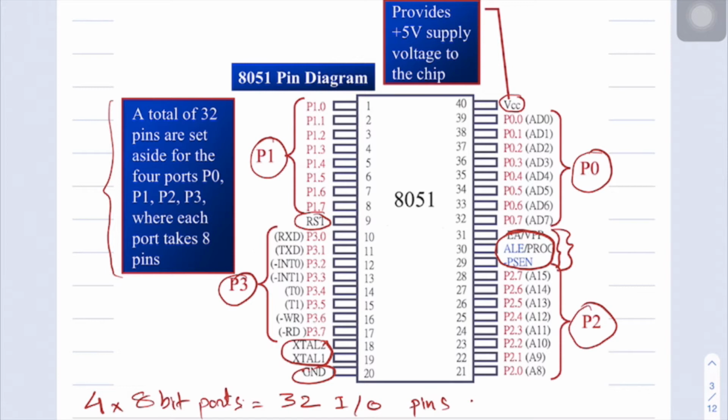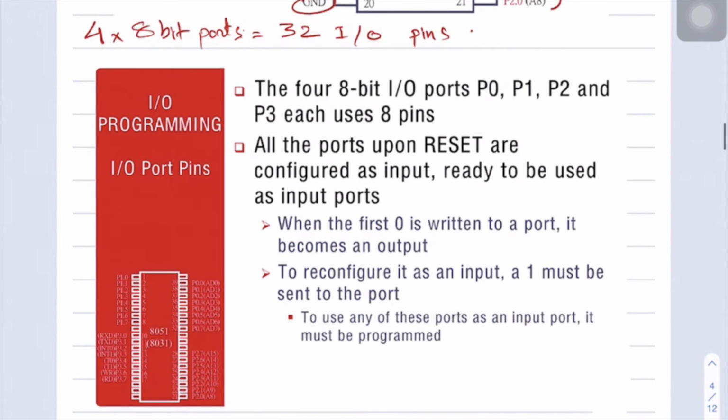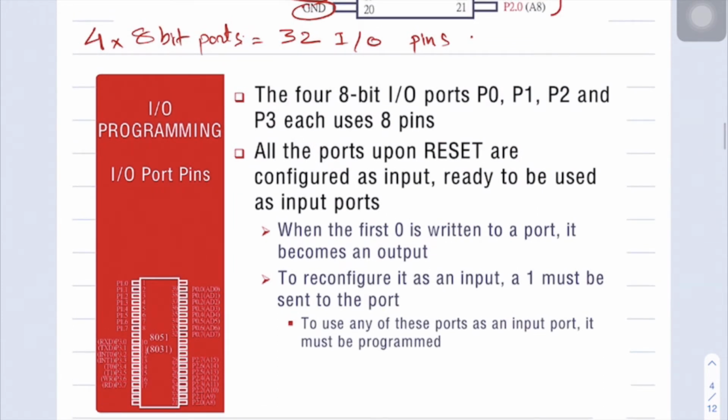Coming to the explanation about all these ports, we know that there are 4 8-bit input-output ports, as we just mentioned. Each uses 8 pins. All the ports upon reset are configured as input, ready to be used as an input port. This is one important thing we should understand. When you switch on or reset the microcontroller, all these ports will be configured as input ports. This is a very important point.